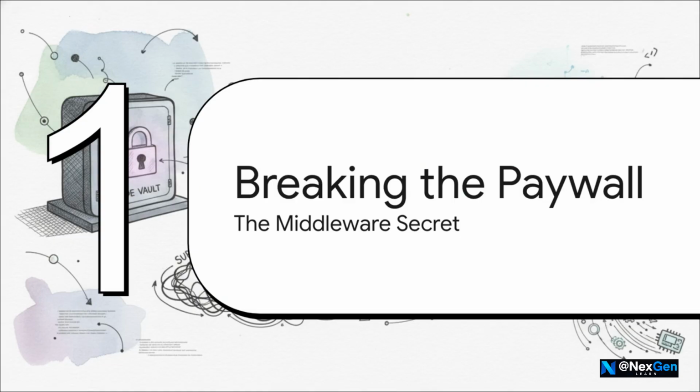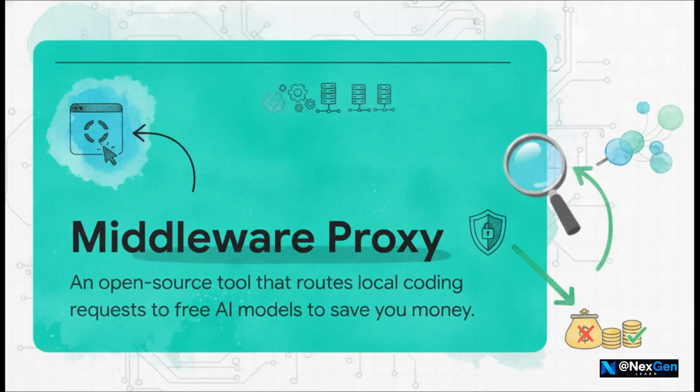Section 1. Breaking the paywall and the middleware secret. To circumvent the financial barrier, we must look beneath the user interface and analyze the routing logic. Enter the middleware proxy. We aren't looking at a fragile exploit of Anthropic's native servers. That would be inefficient and highly volatile. Instead, this is an elegant open-source intervention.